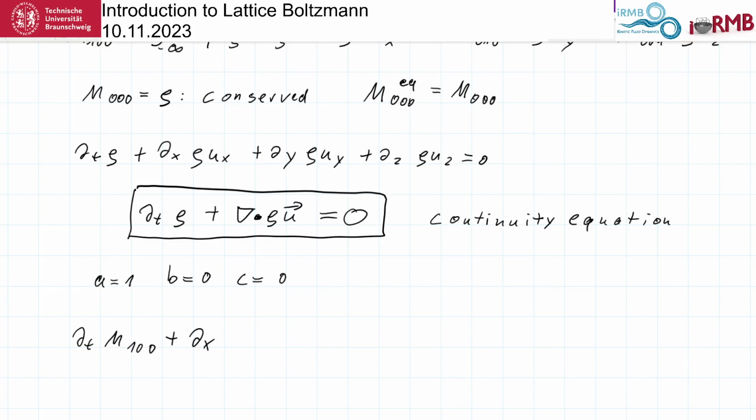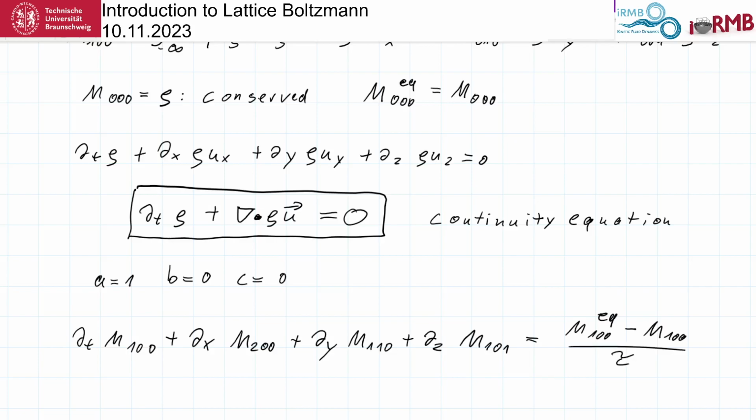We start: A is now 1, B is 0, C is 0. So the first moment here is m1. We take the time derivative of m100. Which one do we count up under dx? The first one. Yeah, so it will be 2m200. And here, under the dy operator, we count up the second, so it will be m110, and here would be m101. Okay? And on the other side, we'll just have m100 equilibrium minus m100 divided by tau.